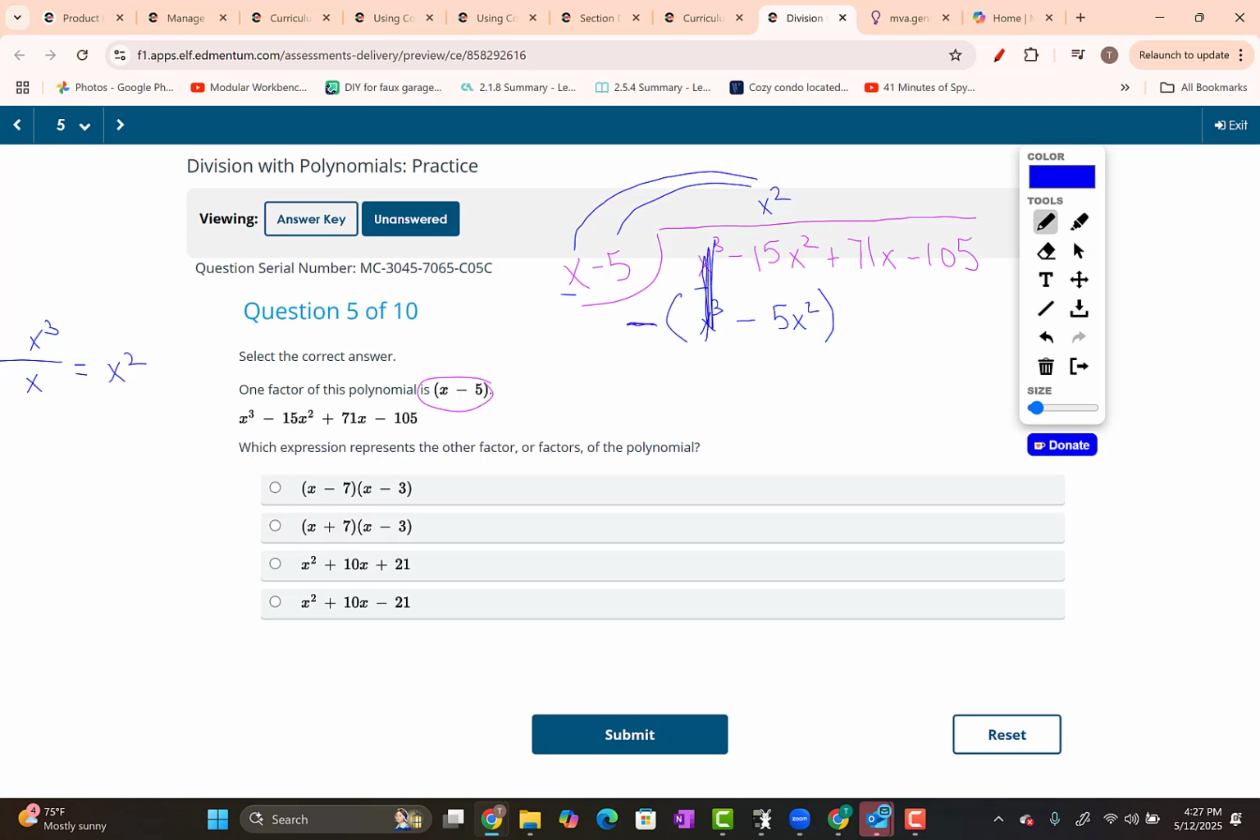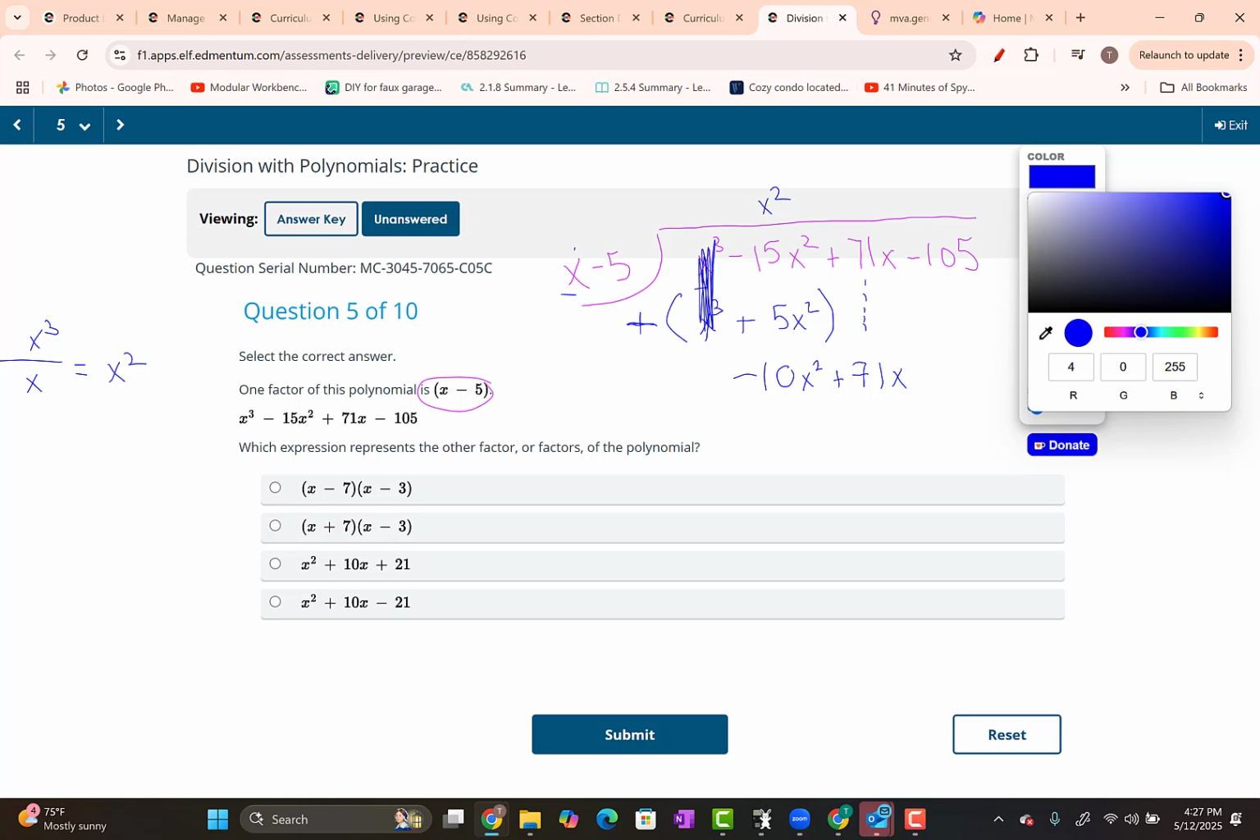Those should always cancel if we've done it correctly. Negative 15 minus a negative 5 is really negative 15 plus 5, and that is negative 10x squared. Bring down your positive 71x. And we've finished one loop of that algorithm. We've divided, multiplied, and subtracted. So we're going to start it over again.